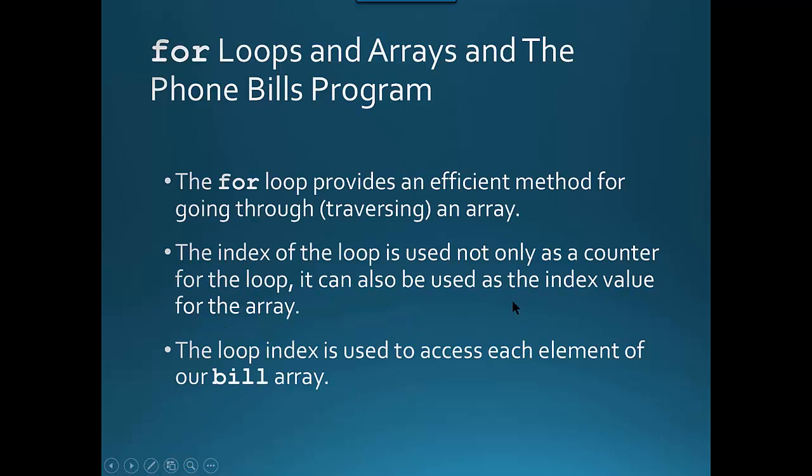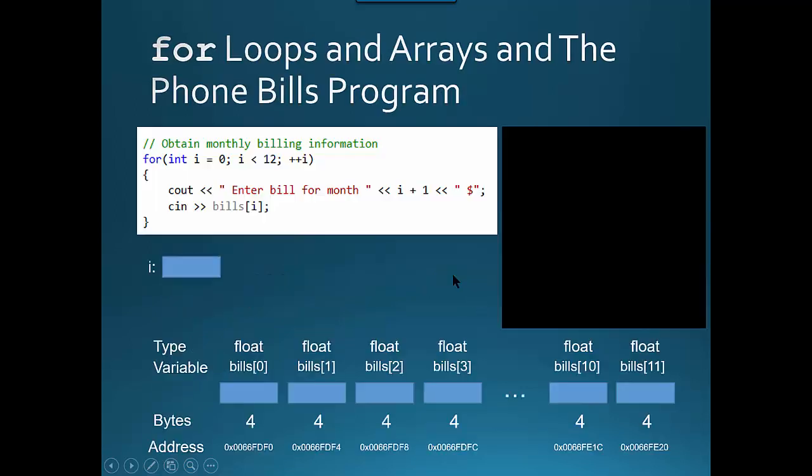The for loop that we learned is actually very well suited to allowing us to traverse an array. So let's say we wanted to go through the bills that we created and ask the user to input a value for them. Well, we could do it with this piece of code here. So here, notice that we have a for loop. It starts at index 0, and it will continue while i is less than the size of this array. There's 12 elements in the bills array, so we're going to go till i is less than 12.